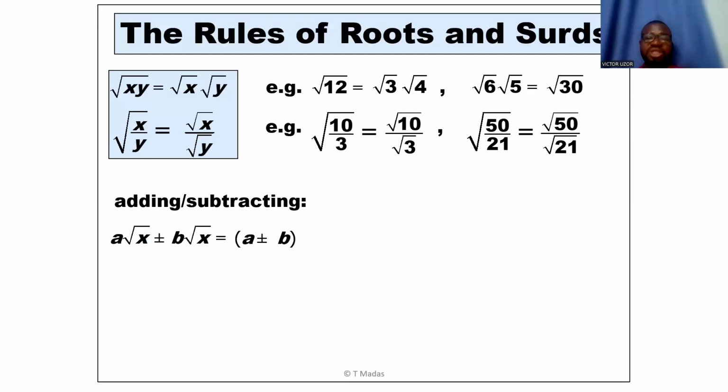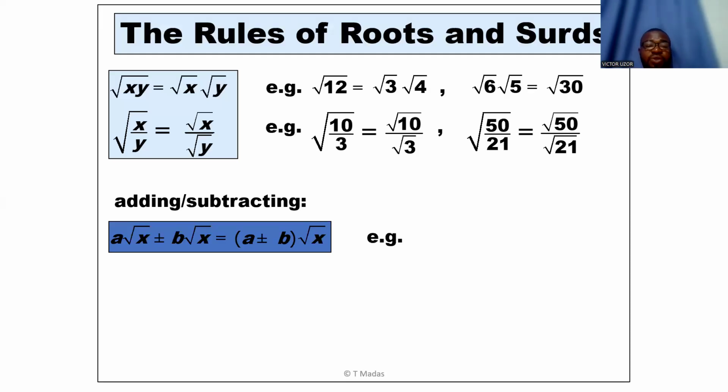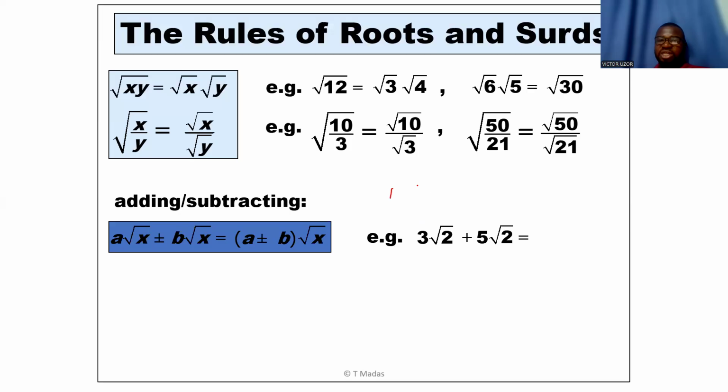So let's move down to addition and subtraction of surds. In addition and subtraction of surds, you only add what is inside. Let me explain what I mean. In addition of surds, you only add the surds that have the same root. That means you are taking the root as an unknown. Like when you are adding 2x plus 5x, all you do is your answer will be 7x. So you are taking the x as the thing you are adding.